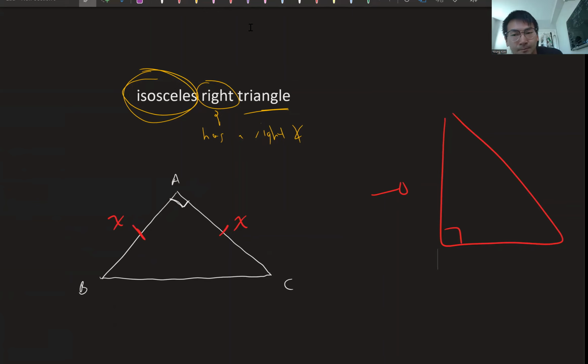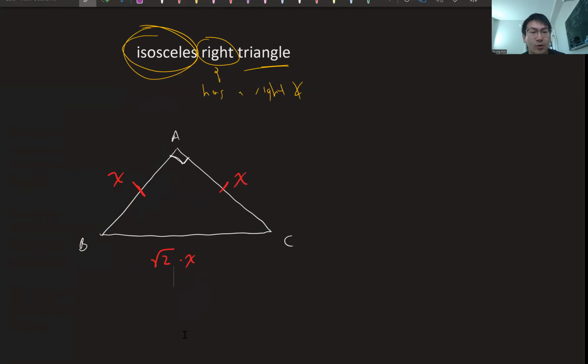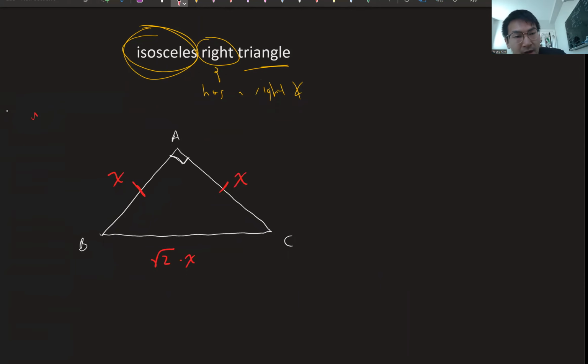So here, the dimensions of an isosceles right triangle are going to be x, x, and then the hypotenuse is going to be, they write it x radical 2, but I'm going to put it like radical 2 times x. Notice this x is not underneath the radical. Let me just put a times here to clarify. And we're going to see why. So the question is, why are the dimensions like this?